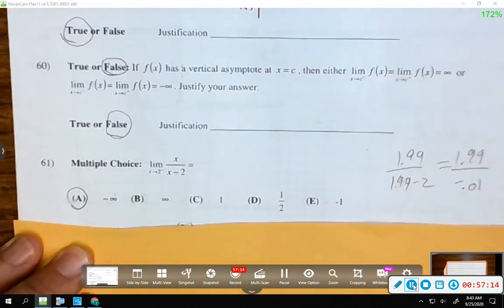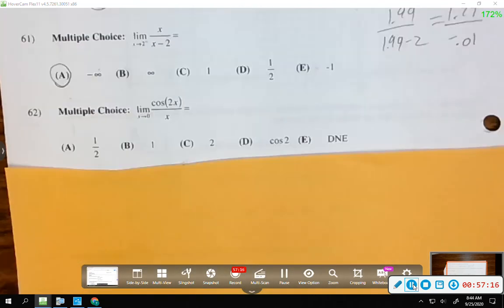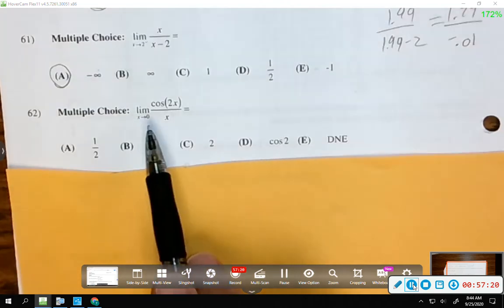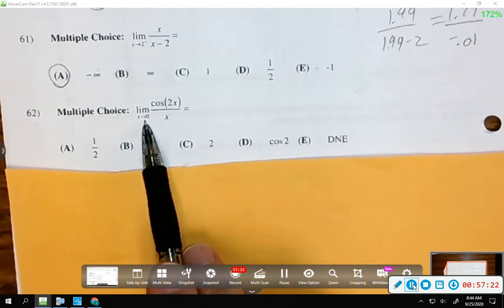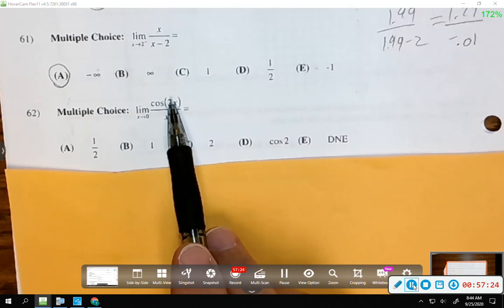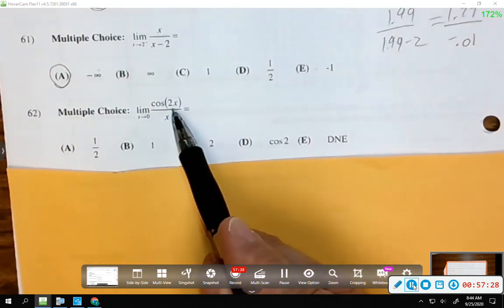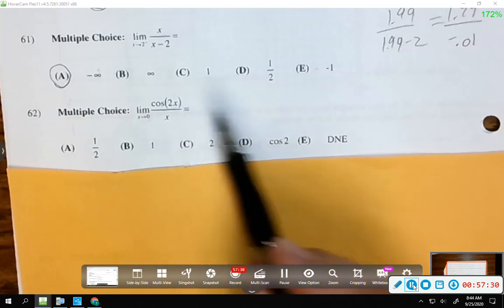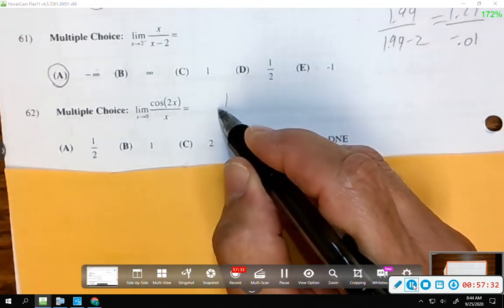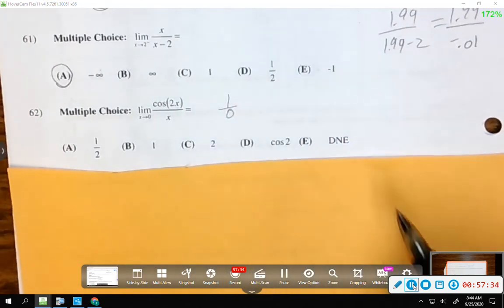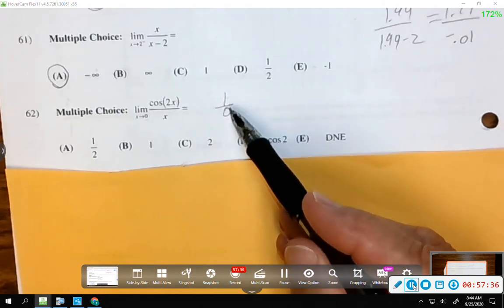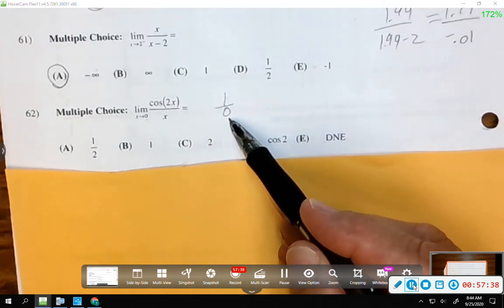Okay, on this one here, we do have to be careful because a lot of students think this is going to infinity or negative infinity. So they think this is some number between negative 1 and 1. That's not the case here. If we plug in 0, 2 times 0 is 0, but the cosine of 0 is 1 over 0. When we get a number divided by 0, that's undefined. That does not exist. Okay?